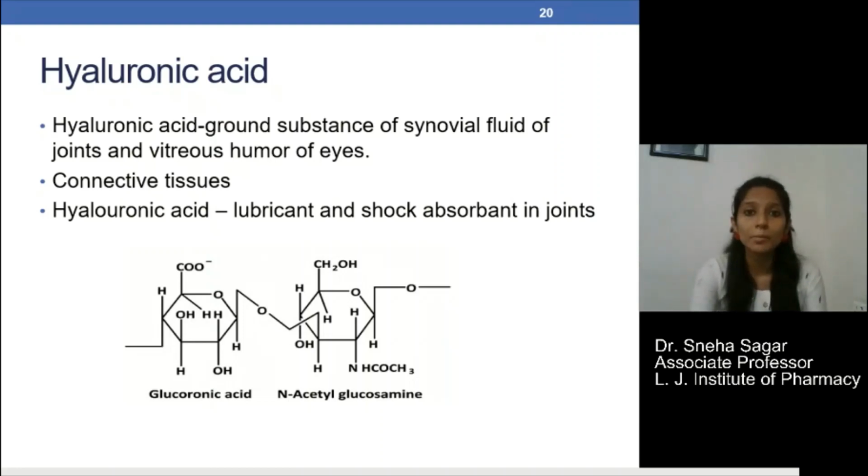We will discuss hyaluronic acid, which is an important GAG found in the ground substance of synovial fluid of joints and the vitreous humor of the eyes. It is also present as a ground substance in connective tissues and forms a gel around the ovum. Hyaluronic acid serves as a lubricant and shock absorbent in joints.